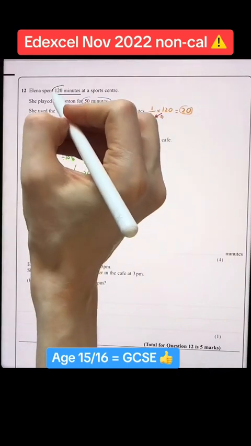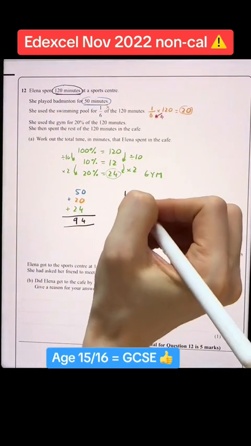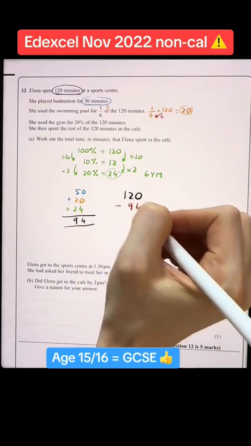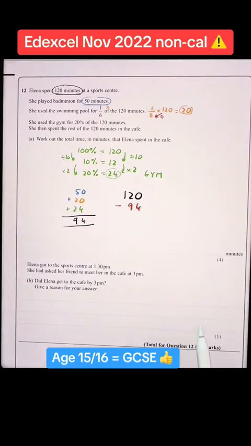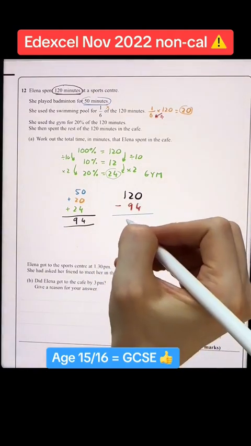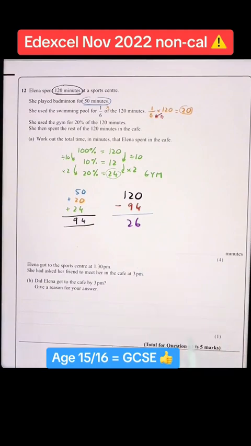As we know, she spent 120 minutes at the sports centre. I'm going to do 120, subtract the 94 minutes that she was either doing badminton, swimming, or in the gym, to work out the amount of time she was in the cafe. And 120 subtract 94 gives us 26. So she spent 26 minutes in the cafe.